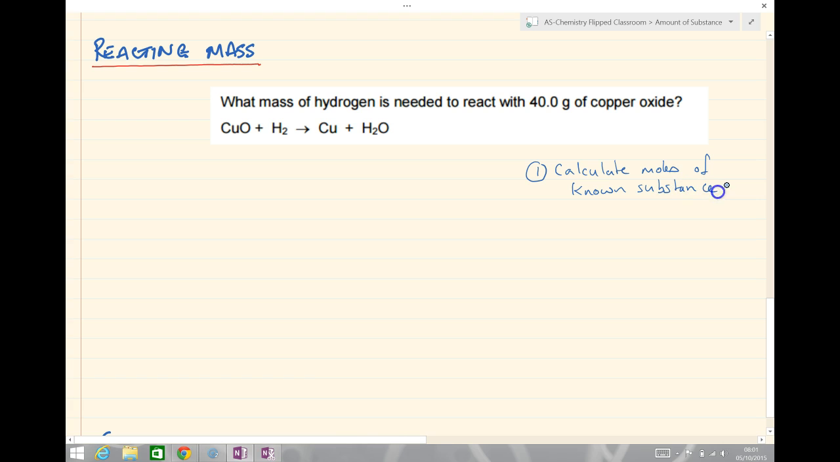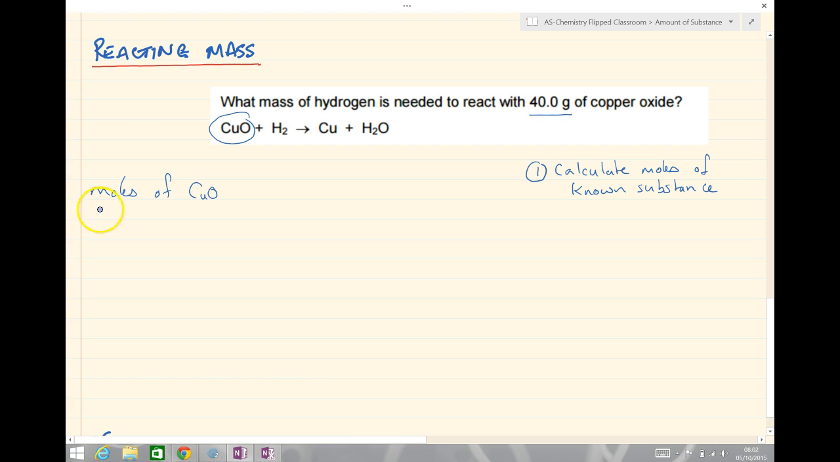So we'll look at the equation here. We've got: what mass of hydrogen is needed to react with 40 grams of copper oxide? So a couple of things to think about. We know the mass of copper oxide, so we need to look at our equation. Here is copper oxide, and we've got the mass, so we can work out the moles of copper oxide.